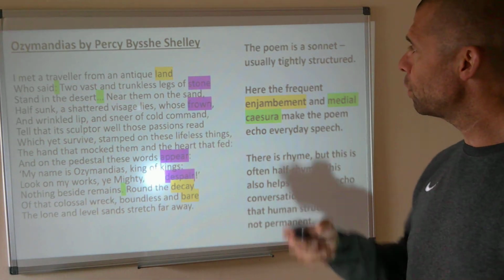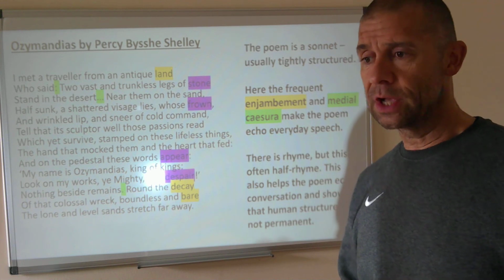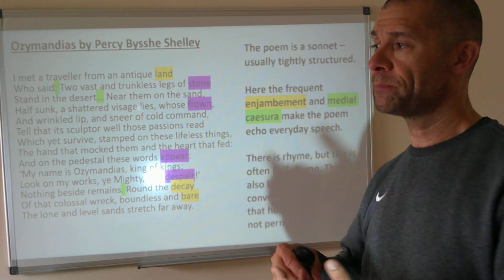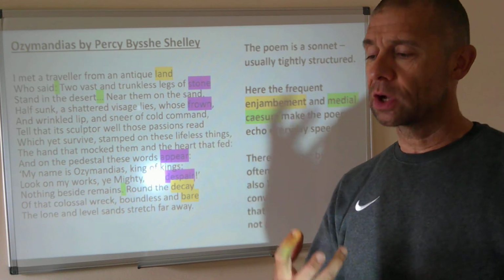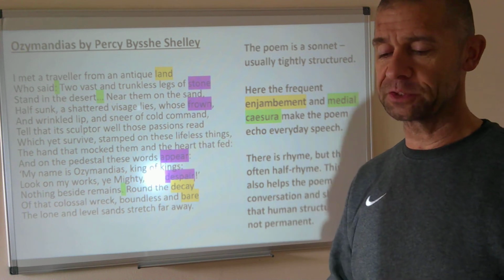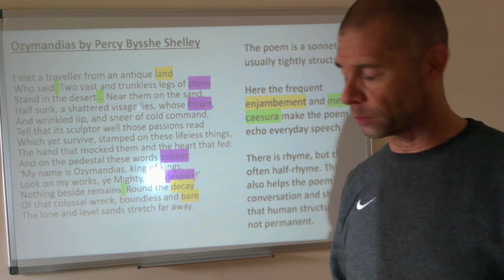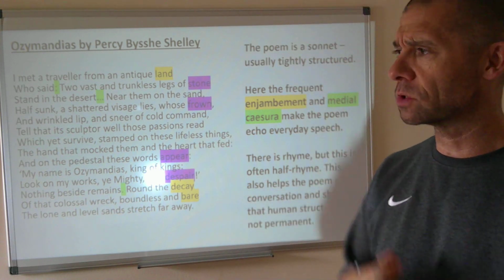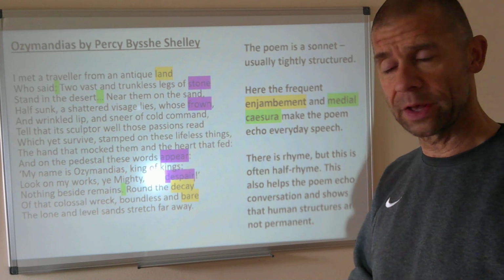So we've got this anecdote in the form of a sonnet showing the love of power or love of self, but this anecdote comes across, it reads like an ordinary conversation or a bit of speech, a story told to us from someone who heard a story from someone else. And it makes Ozymandias seem insignificant. He's just a little story, a bit of chat.